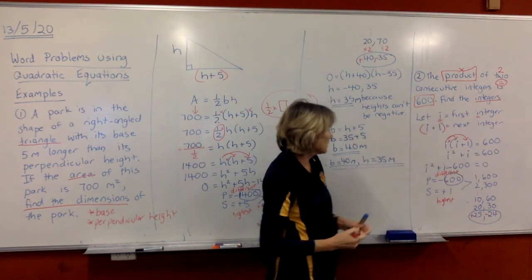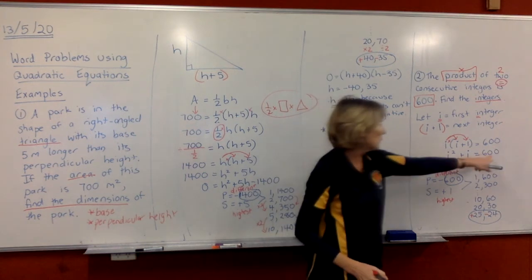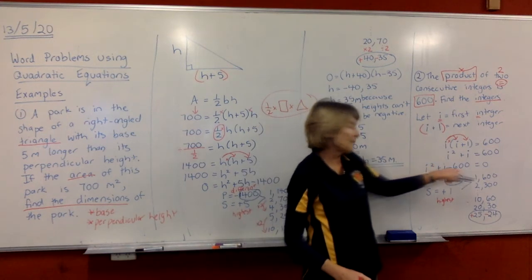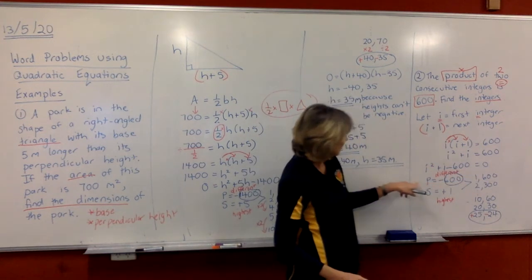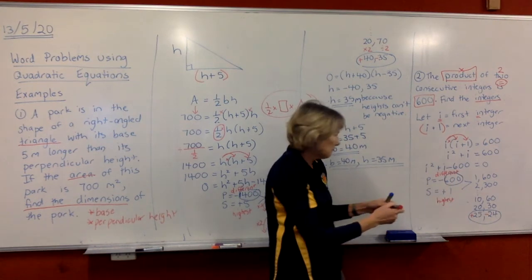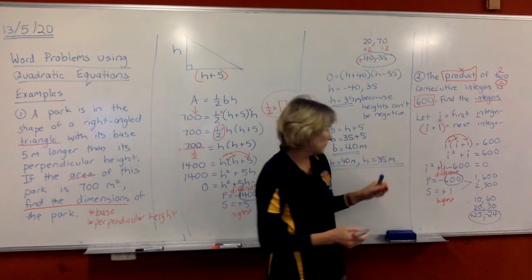So now we're just going to expand our brackets. I squared plus I equals 600. Bring the 600 over, so we have an equal 0. I squared plus I minus 600 equals 0. Then we're doing a product of minus 600 and a sum is positive 1. Put that in red pen.